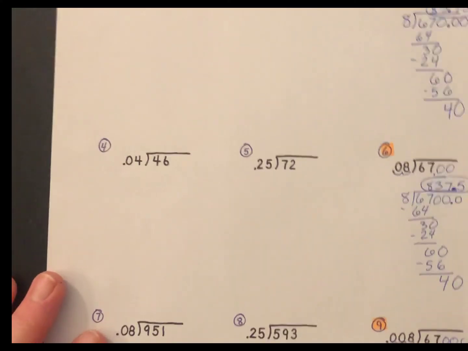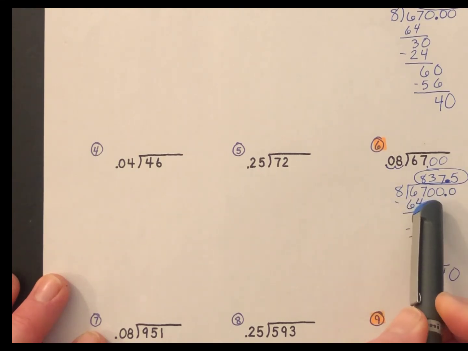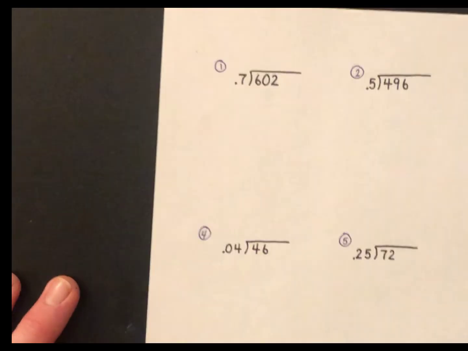So you do the others. I recommend that you move the decimals over and then you rewrite the problem. I promise you, you will make fewer mistakes that way. Go ahead and do the rest.